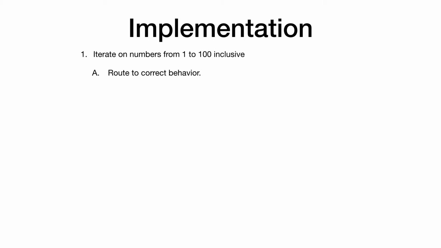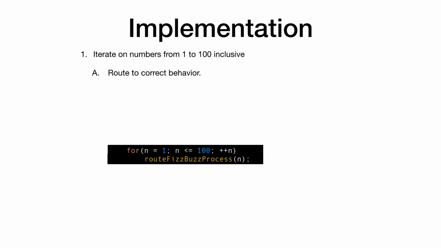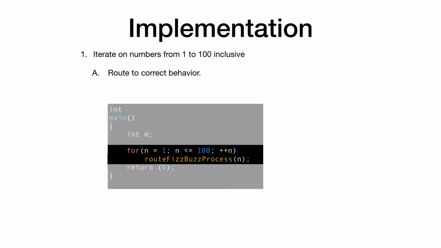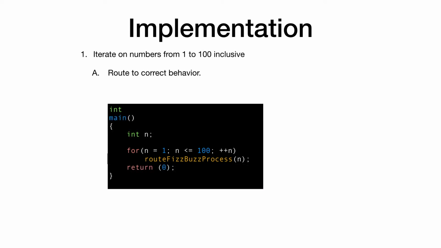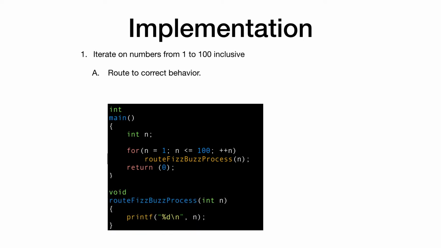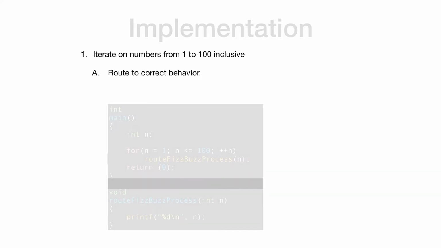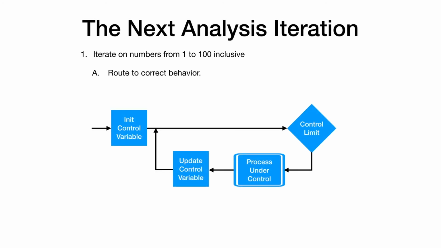Now I can begin writing code. I'll begin with the control loop. Then invoke the routing function and wrap it all in a main. But the routing function still needs to be defined, which I'll stub up for now to print the parameter and make certain the program will actually iterate over the numbers correctly. Now that I'm convinced the control loop was coded correctly, I'll begin the next development iteration.